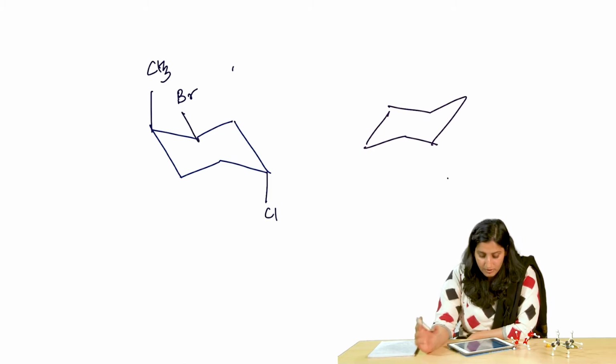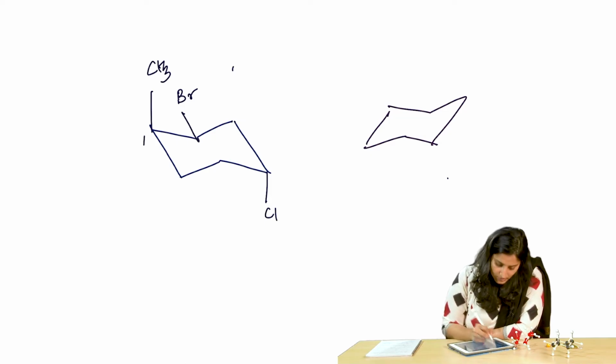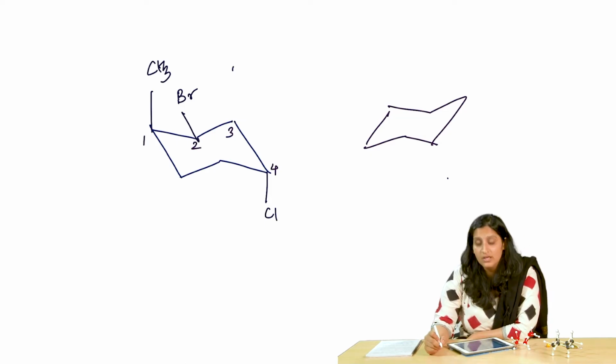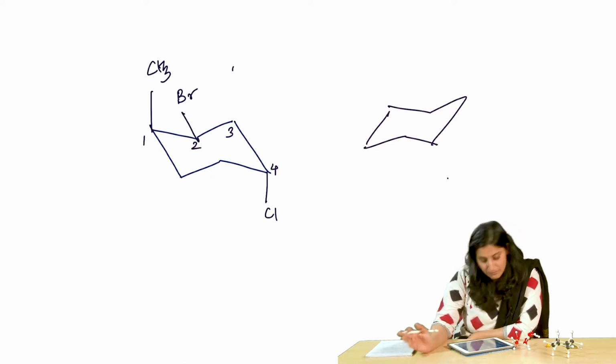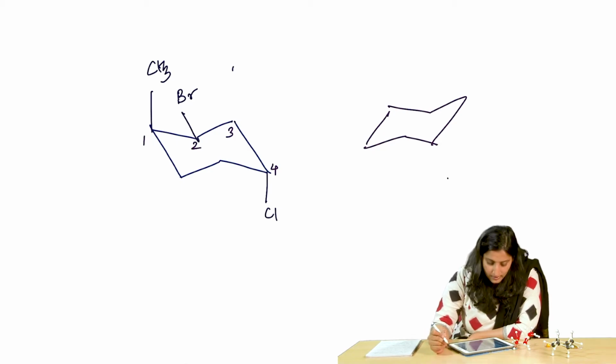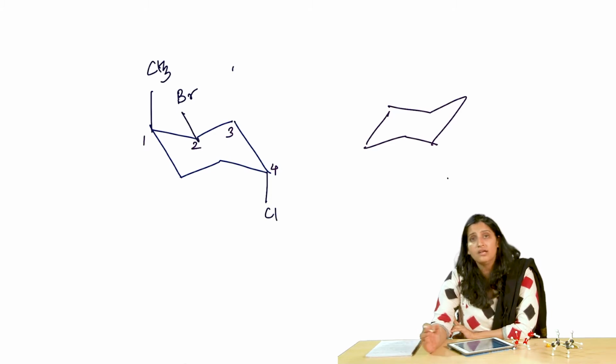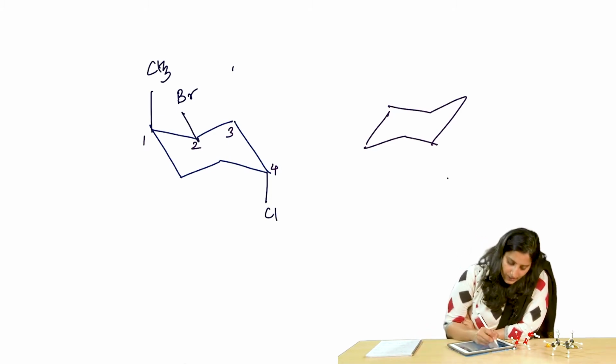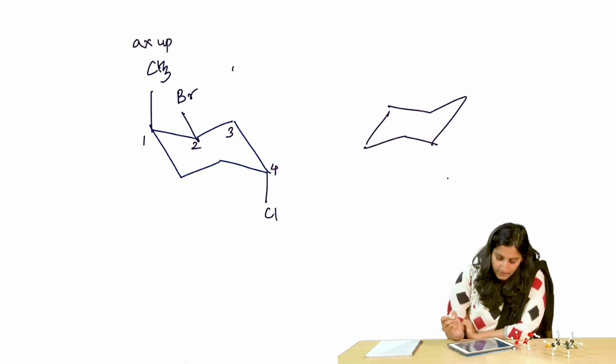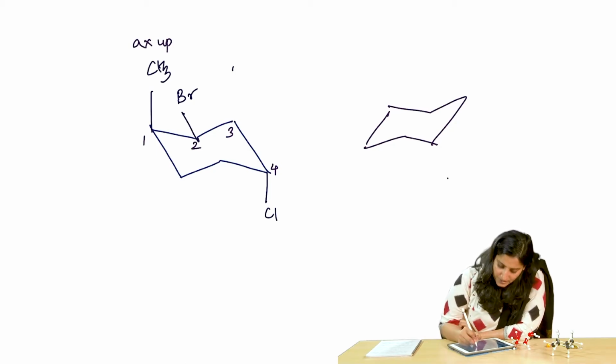So, I have drawn the chair flip such that I have drawn the mirror image of that chair, and remember this is carbon number 1, 2, 3, 4. So, I have substituents on carbon number 1, 2 and 4, and as the chair flips, the head becomes the legs and the legs become the head. We have gone over that, and we also saw that as the chair flips, the axial becomes equatorial and equatorial becomes axial. So, methyl here is axial up, and as it flips it is going to go equatorial up.